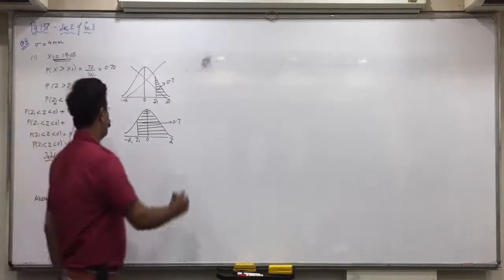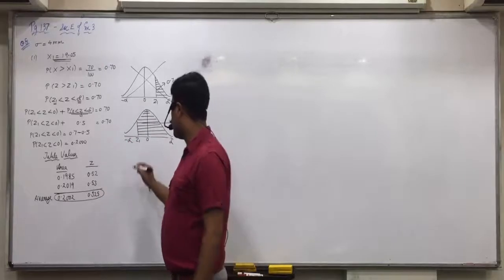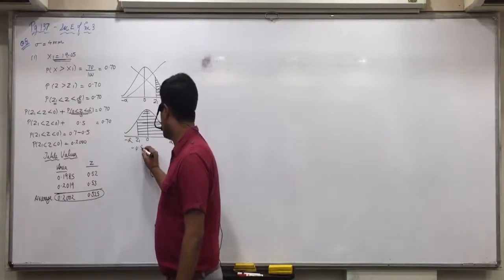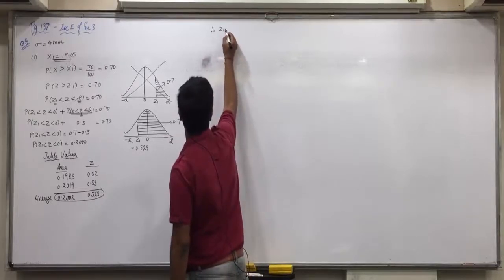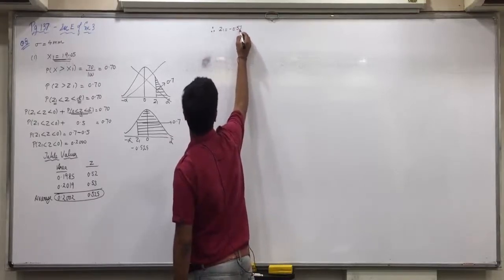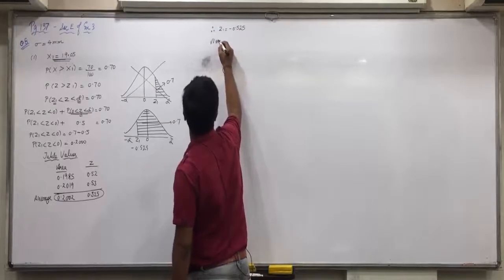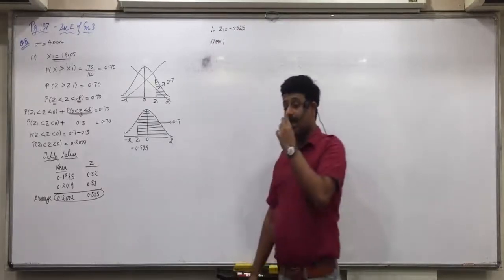So, also it's on the left side. So what will you say? Minus 0.525. Therefore, Z1 is minus 0.525. All are clear up till here?